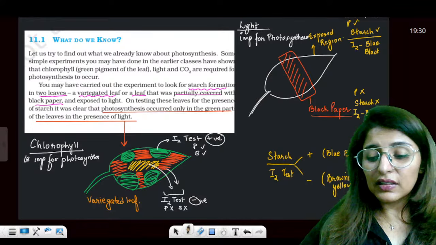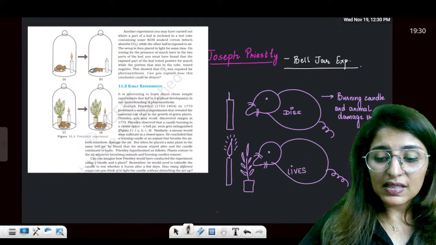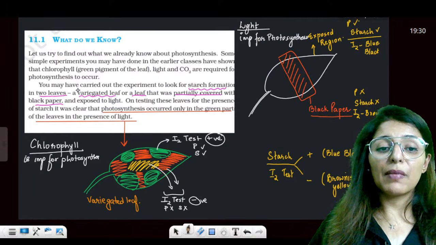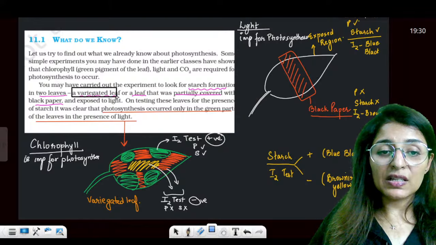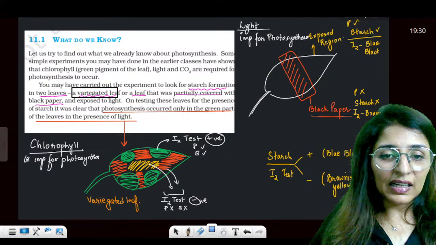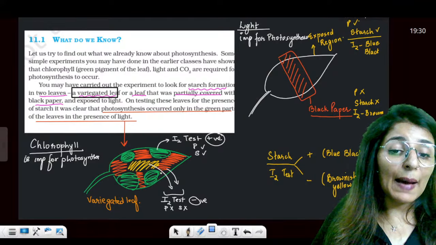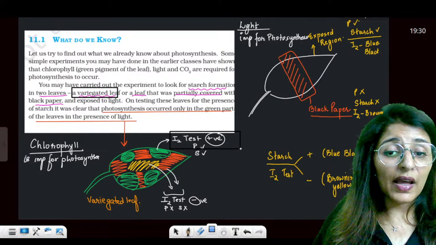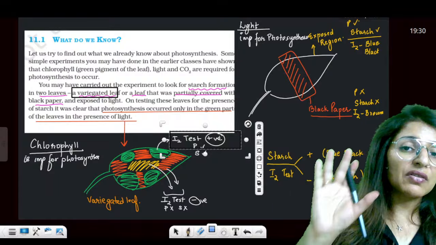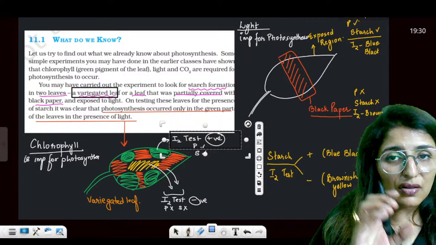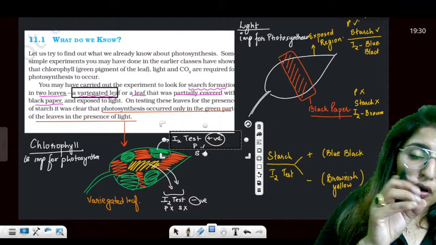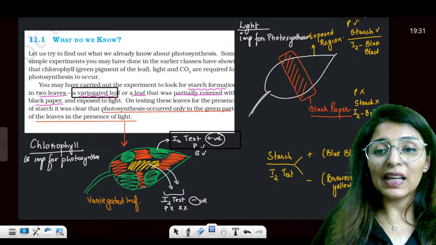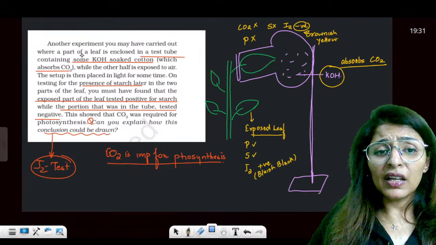So these are the experiments that we have already studied. See, how do we understand that chlorophyll is important for photosynthesis? By studying it through the variegated leaf experiment. You take a multicolored leaf, and we'll see that photosynthesis happens only in the green parts, and because photosynthesis is occurring in the green parts, only the green part will give a positive iodine test. In the presence of starch, iodine changes from yellowish brown to blue black. So that blue black color will only be noticed in the green parts. Is that clear?